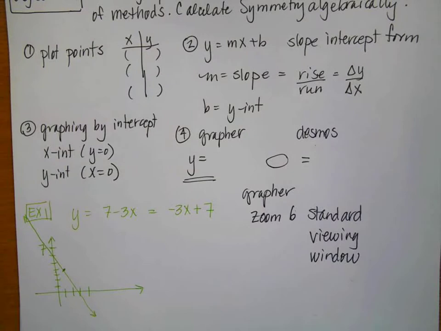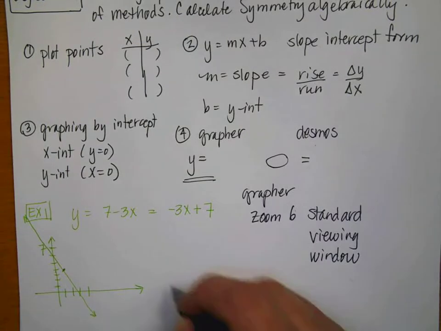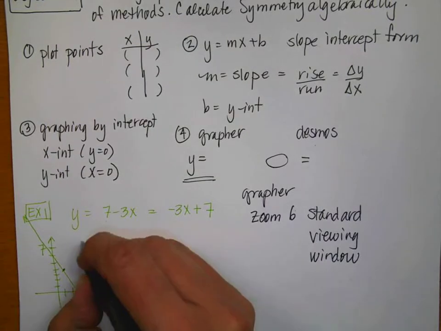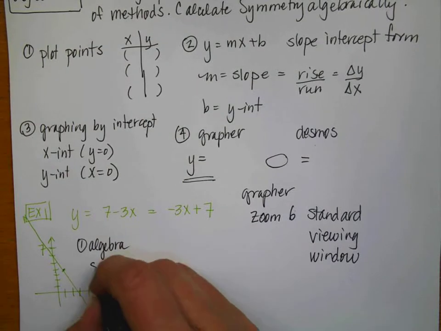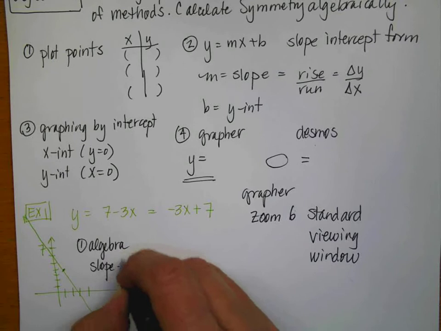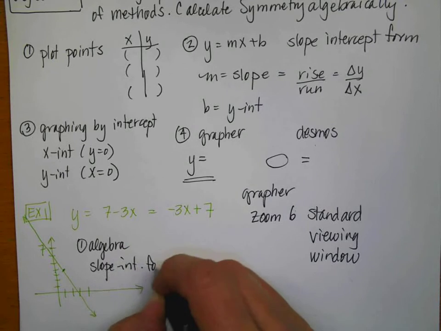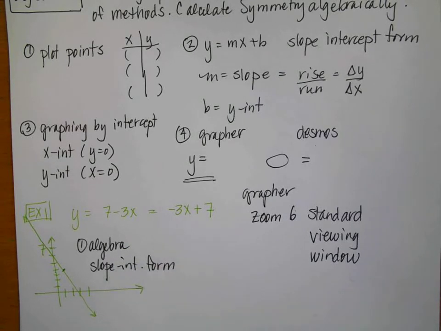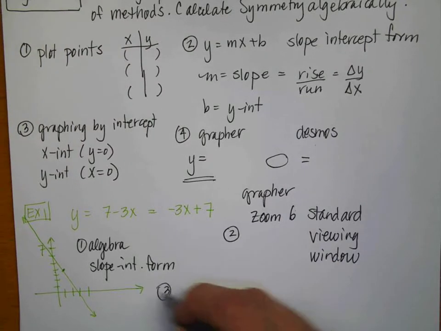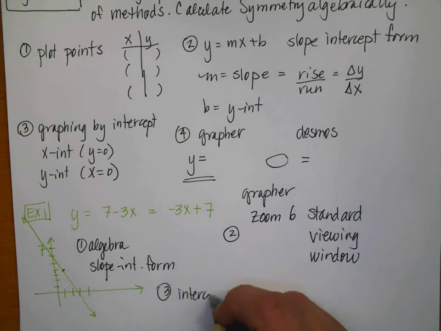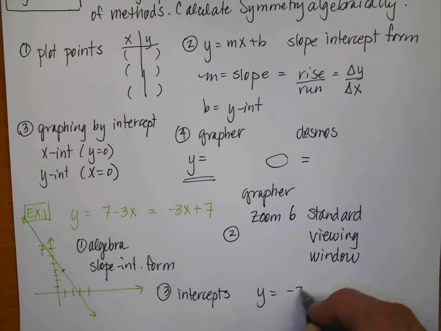Okay. Now let's do the same problem using intercepts. So I did it with algebra, and I did the slope-intercept form, which is the easiest way to graph a line. And then now I did it in my grapher, so that was method 2. Method 3, I'm going to do by intercepts. So I'm just going to write the equation again so we have it handy, negative 3x plus 7.